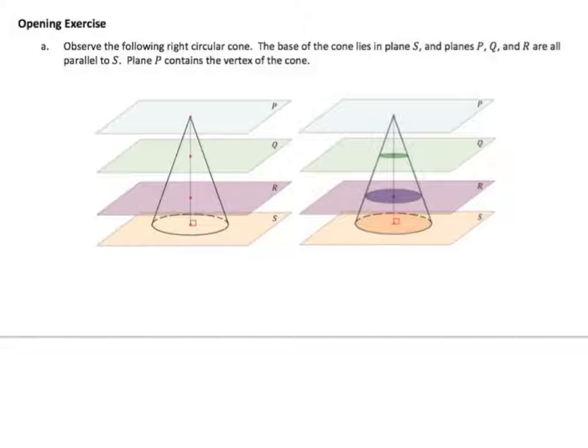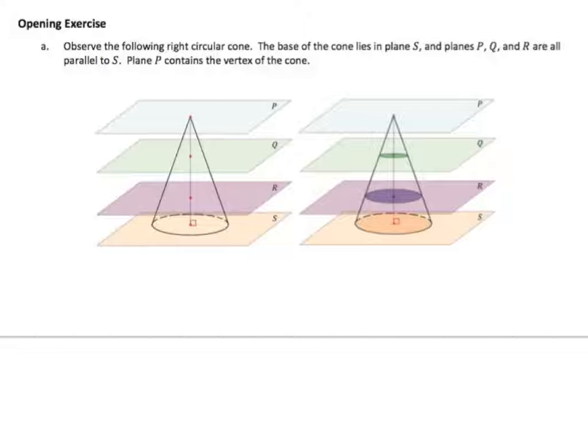So here we see a right circular cone. We know it's a right circular cone because the vertex meets the base at a right angle. The base of the cone is in plane S. Planes P, Q, and R are parallel to S. Plane P contains the vertex, so there's the top, there's the bottom, and two planes in between.